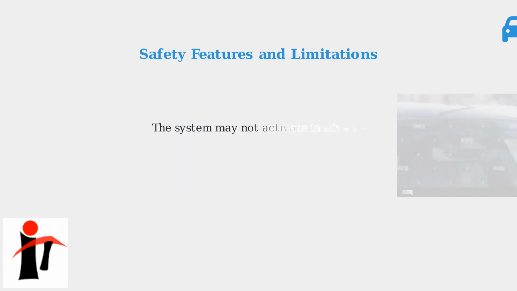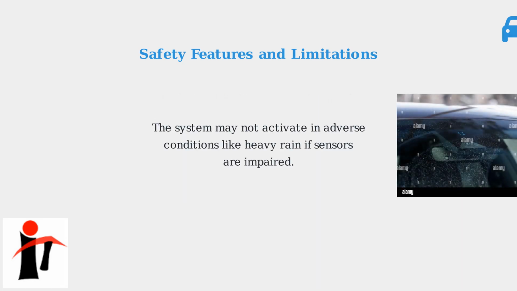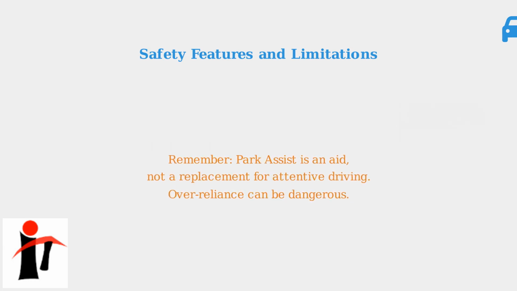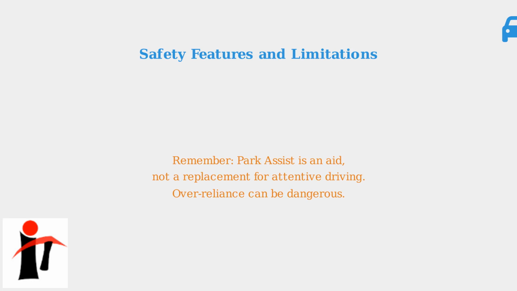The system may not activate in adverse conditions like heavy rain if sensors are impaired, prioritizing safety over functionality in challenging environments. It also disengages if sensors are blocked, preventing operation when the vehicle's detection systems cannot function properly. Remember, Park Assist is an aid, not a replacement for attentive driving. Over-reliance on the technology can be dangerous, as the driver must always remain vigilant and ready to intervene.